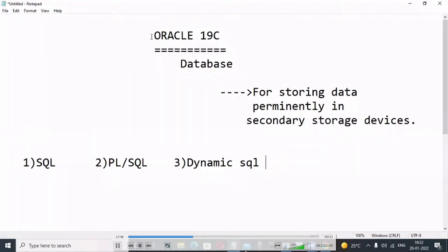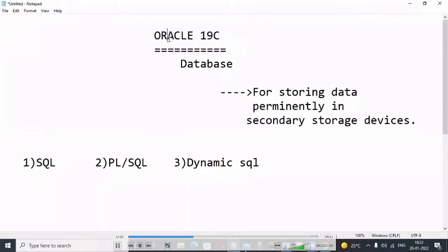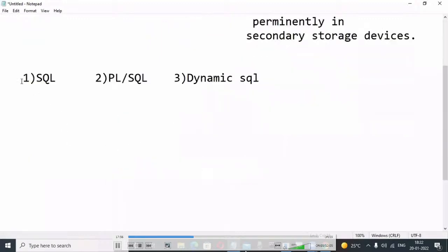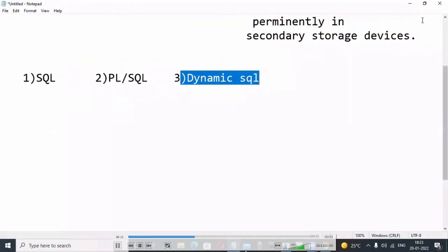That's why observe here, Oracle is a product from Oracle Corporation. If you want to operate this relational database product, which languages are we learning? One is the SQL language, another one is PLSQL, and another one is Dynamic SQL. These three languages we are learning in our course. Most powerful.